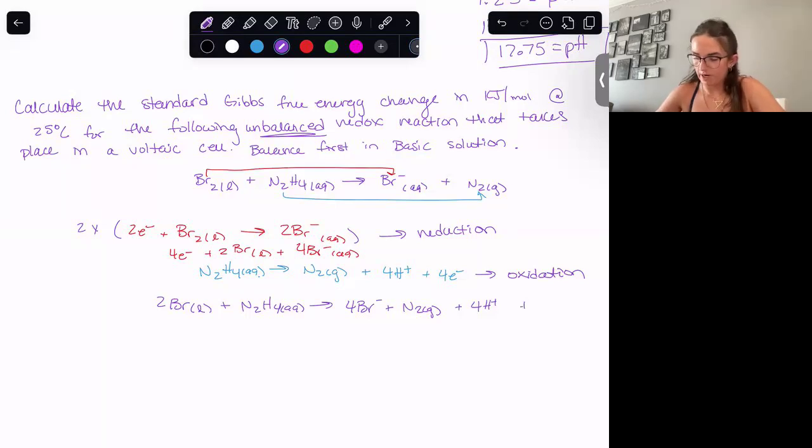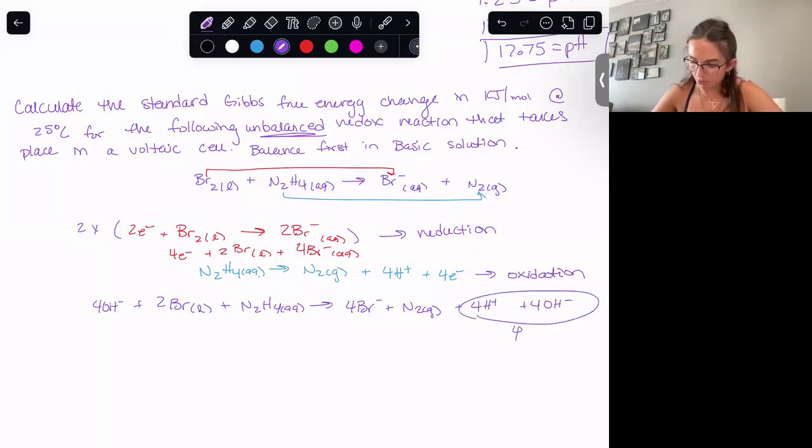Yep, we need 4 H plus or OH minus on this side, and also on our reactant side, right? Everything is balanced already, so we can't just add oxygens and hydrogens to one side. We do need to do this to both sides for our OH minus.